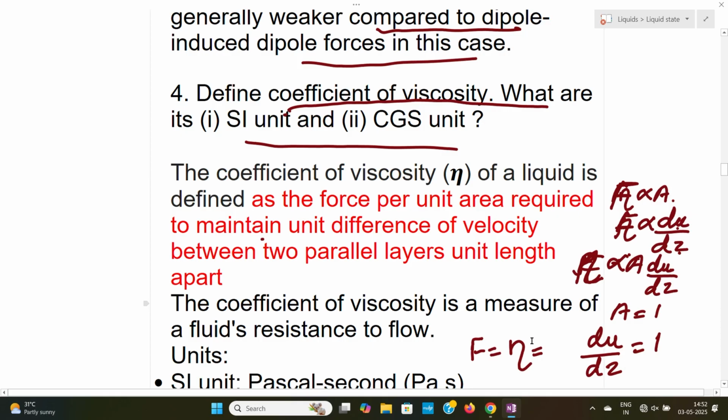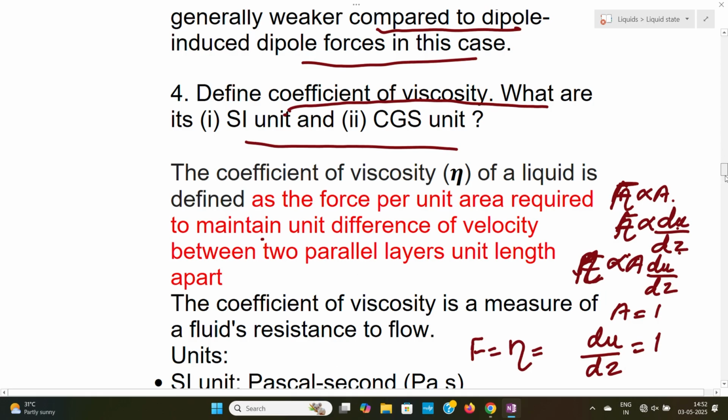So, what is the coefficient of viscosity? The coefficient of viscosity of a liquid is defined as the force per unit area required to maintain unit difference of velocity between two parallel layers unit length apart.